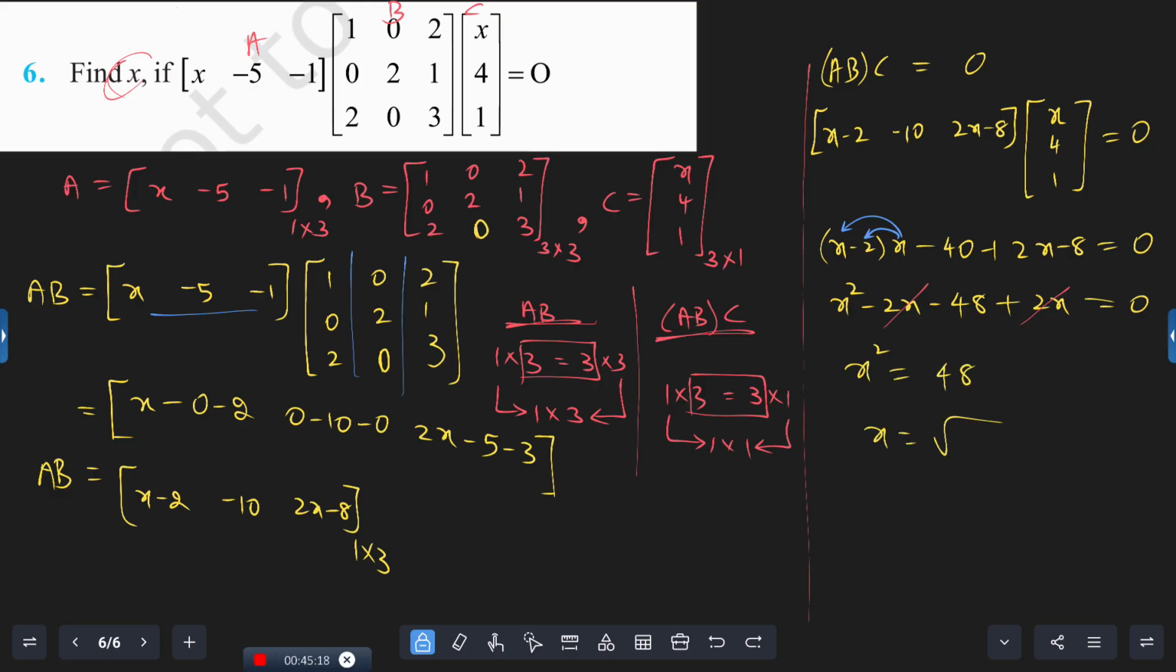The minus 48 when you send opposite will become plus 48. Square also when you send opposite will become square root. Then 48 you can split like 16 into 3. So 16 has root plus or minus 4. 3 we don't have a root for, so root 3 you can write. So the x value is plus or minus 4 root 3. Right. Do fast, children. We'll go to the next.